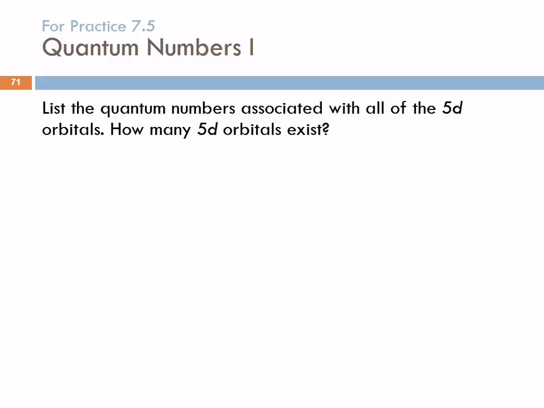List the quantum numbers associated with all of the 5d orbitals. Well, we've got the quantum numbers n, l, m sub l, and the spin quantum number refers to individual electrons. It doesn't describe orbitals. So for 5d orbitals, what does n equal? 5. And the d would correspond to what? 2. 0 is s, 1 is p, 2 is d. So this is l equals 2. And then what are the possible values of m sub l? -2 up to +2. So -2, -1, 0, +1, +2.